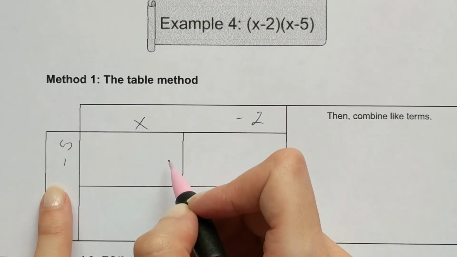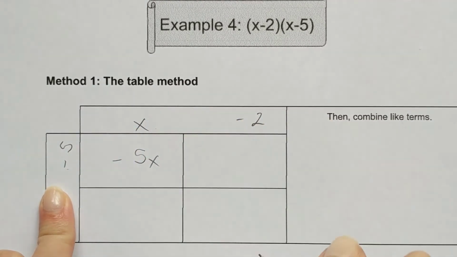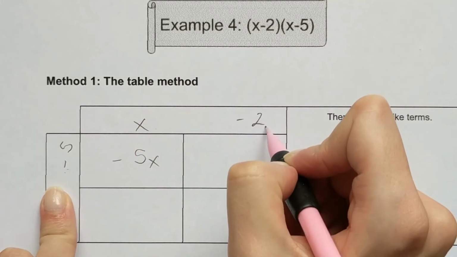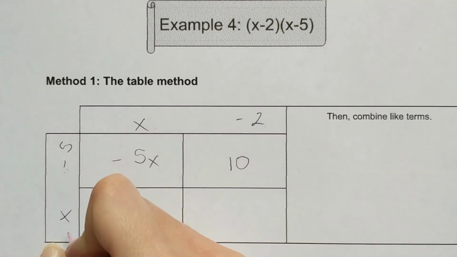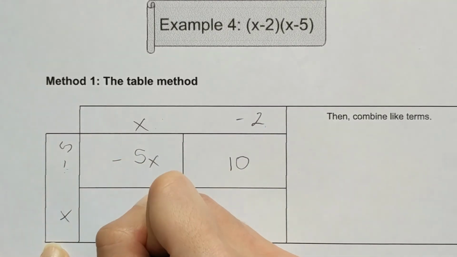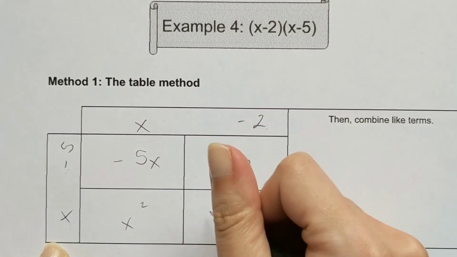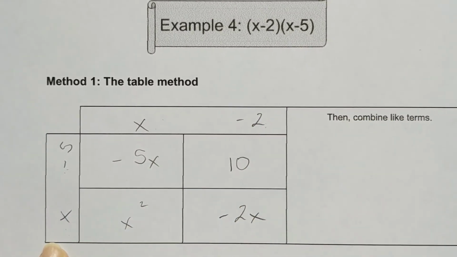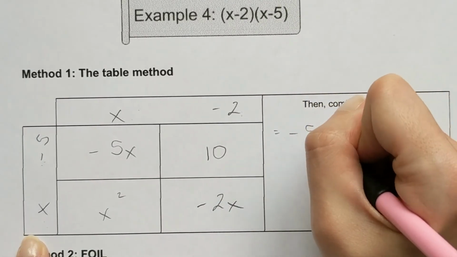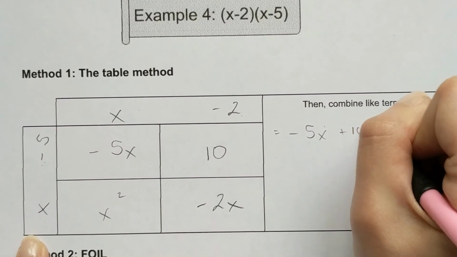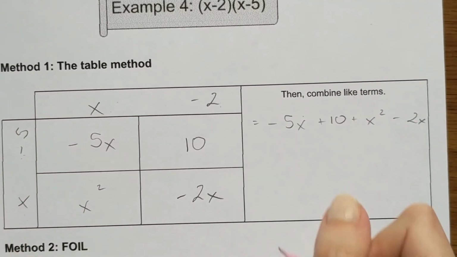I'm going to start by multiplying. Negative 5 times x is negative 5x. Negative 5 times negative 2 is positive 10. X times x is x squared. X times negative 2 is negative 2x. I'm going to write these four terms off to the right-hand side. Negative 5x plus 10 plus x squared minus 2x.